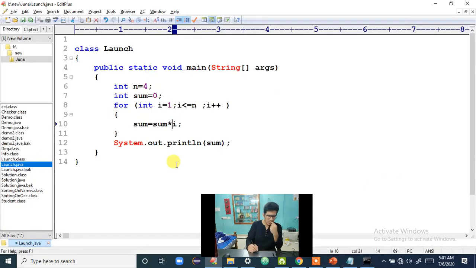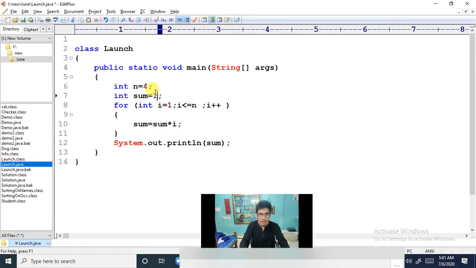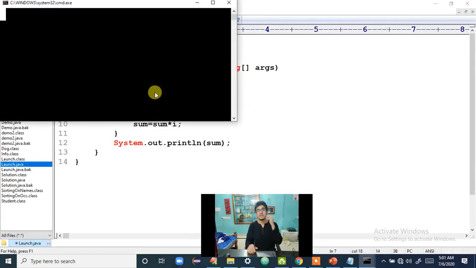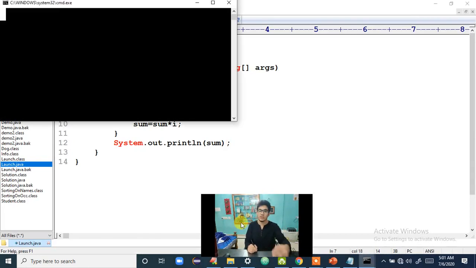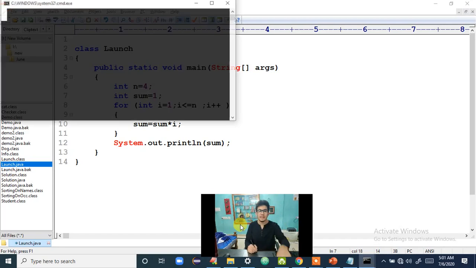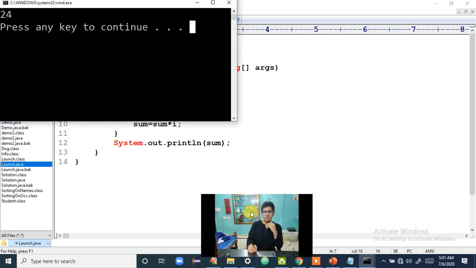So I'll go to the code here. I'll tell int sum value has to be 1, and this is called the factorial of a number. What is a factorial of a number? If someone asks factorial of 5, you have to do 5 into 4 into 3 into 2 into 1. So initially my sum value has to be 1. If I compile and execute, watch here. 24, yes, because 4 factorial is 24.